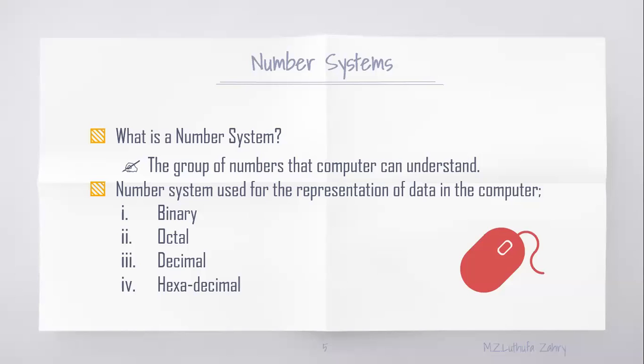So if you see each year, the questions will be repeated. They'll be asking you questions about number systems, in MCQ, in essay, everywhere. So if you know this, then you can take solid marks. So okay, fine. What is a number system?